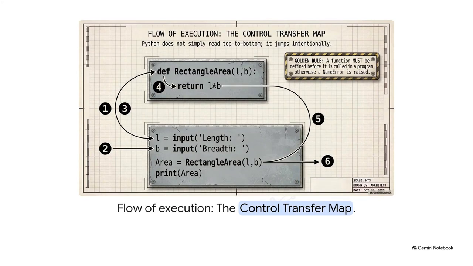So how does this actually run? Python doesn't just read top to bottom like a simple script. It intentionally jumps. Execution passes from your main program, leaps up into the function block, runs the code inside, and then brilliantly jumps right back to exactly where it left off. Just remember one absolutely crucial rule. You have to define the function before you call it. Otherwise, Python just hits the brakes with a fatal name error.